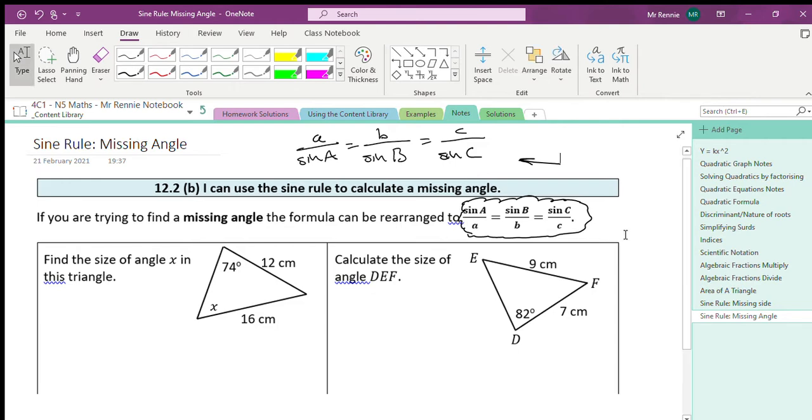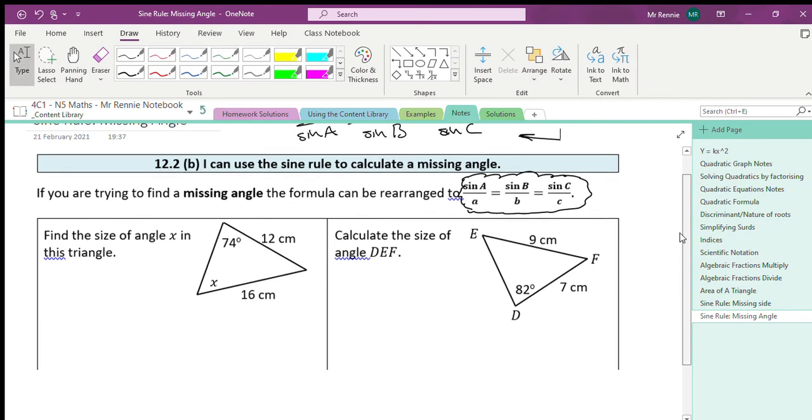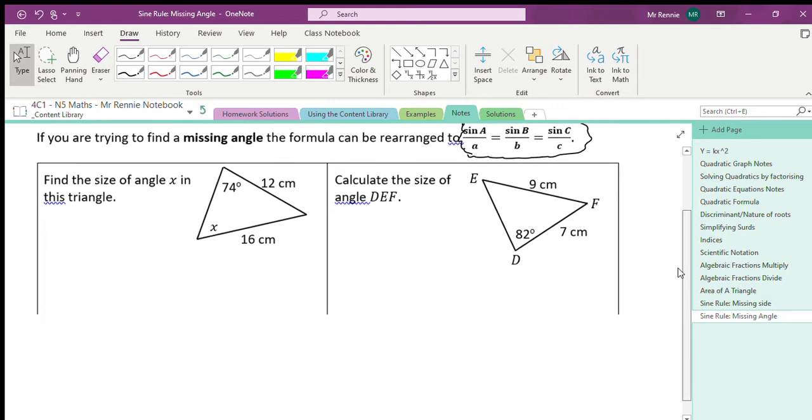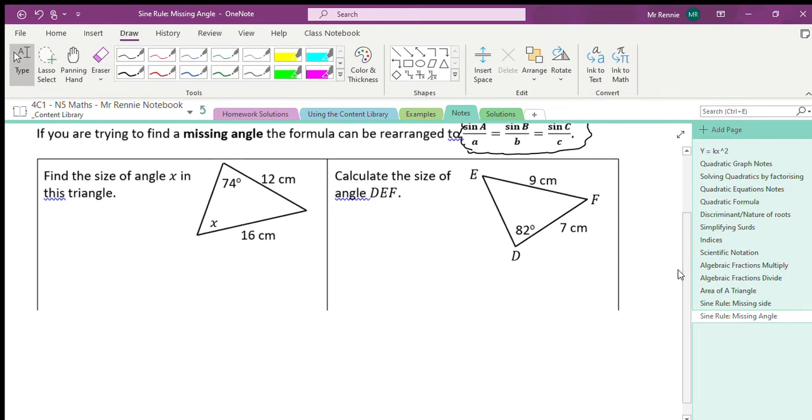The first example: we're going to find the size of angle x in this triangle. The first thing I'm going to do is label this triangle, as it has no letters for the angles or its lengths. I'm going to call A at the bottom left, B at the bottom right, C up top. That means A is going to be across, so the 12 centimeters is going to be my length a. Length b is opposite angle B, and length c is opposite angle C, so length c is going to be 16 for us.